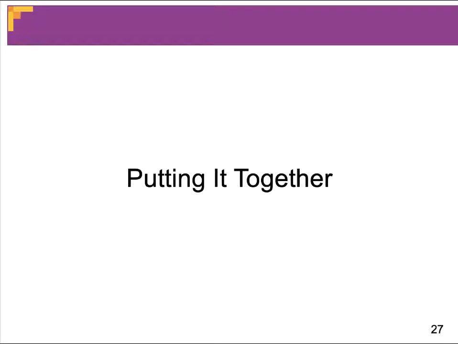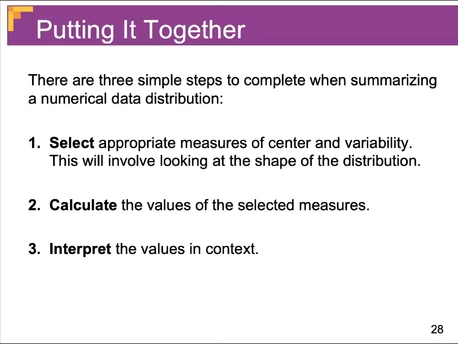Before we move on to section 3.3, let's put everything together that we've covered so far. When you're summarizing a numerical data distribution, you want to select the appropriate measures of center and variability. You determine that based on the shape of the distribution. So we've learned how to calculate the mean and the standard deviation for symmetric data distributions.